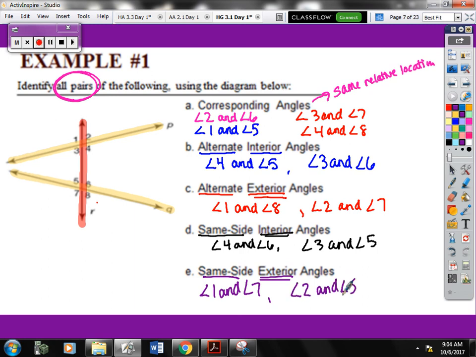Good. Outside, same side. Use the words to help you. The only one you really have to memorize, I feel like, is corresponding. All the other ones you could probably use context clues to figure out. All right. Now let's make it a little bit more confusing.